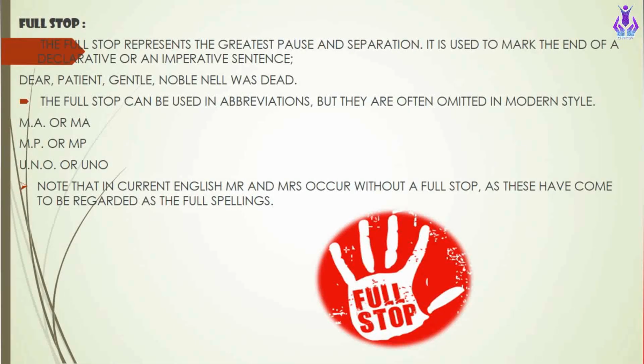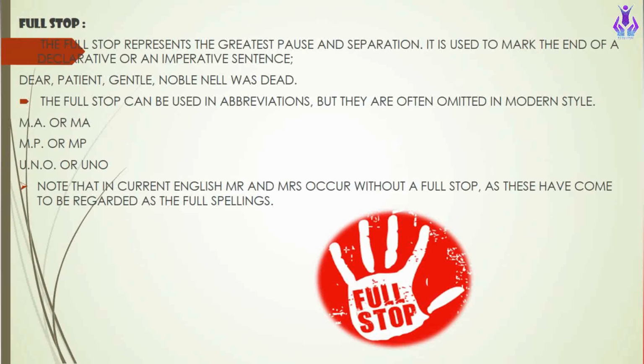So, starting with the full stop. The full stop represents the greatest pause and separation. It is used to mark the end of a declarative or an imperative sentence. So basically, the full stop is used when we have the greatest pause, when we have to stop there. It is important to stop there, and when we have to separate certain words, we put a full stop. For example, here we can see: Dear, patient, gentle, noble Nell was dead. So here we have to show the greatest pause, and separate it from the other words. So there we put a full stop.